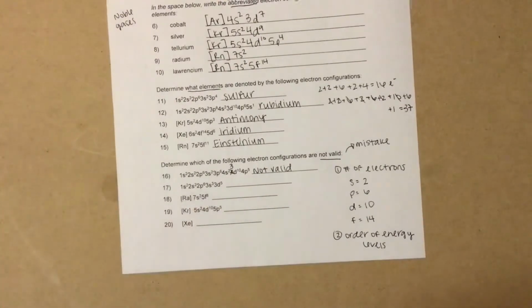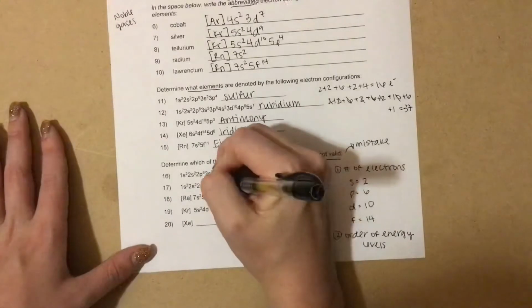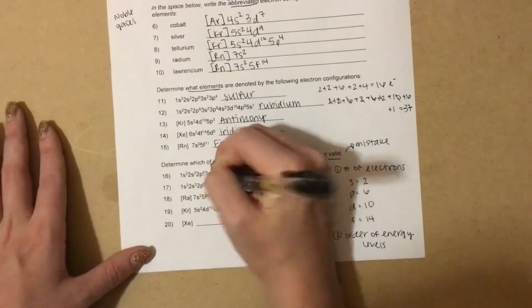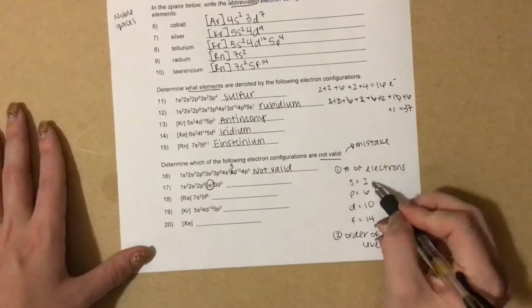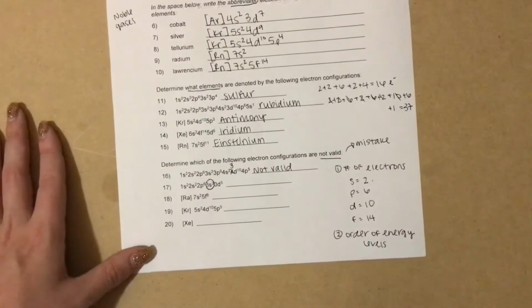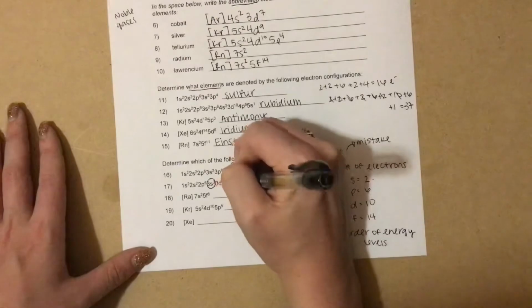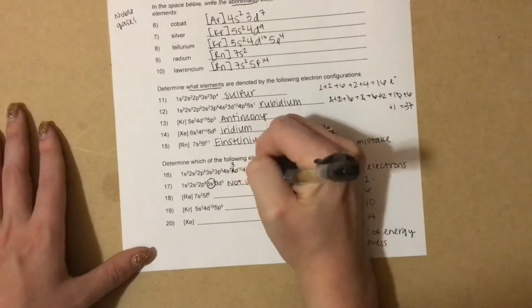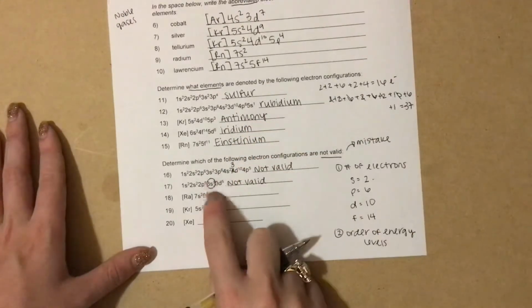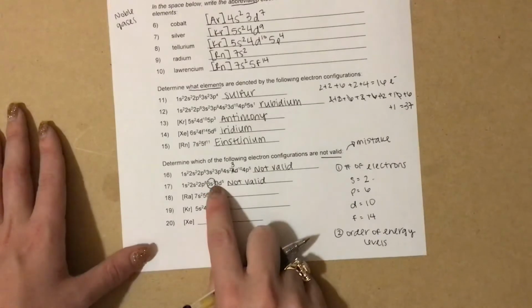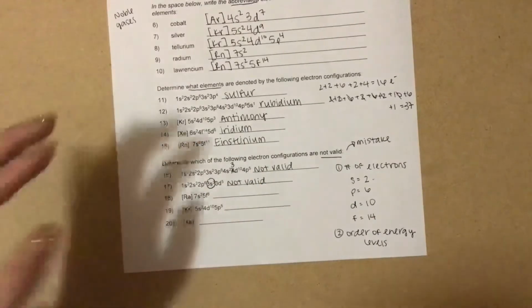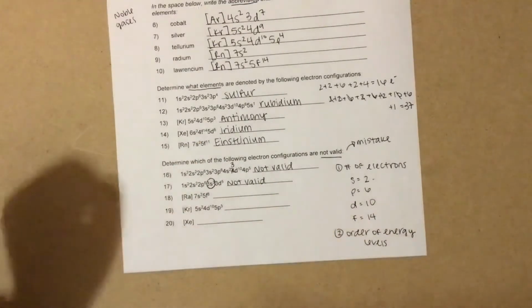The second one says 1s2, 2s2, 2p6, 3s3, and 3d5. Right off the bat, I know that my s orbitals cannot hold more than 2 electrons. So this one is not valid because there are too many electrons in this s orbital. It can't say 3; it can hold a maximum of 2.